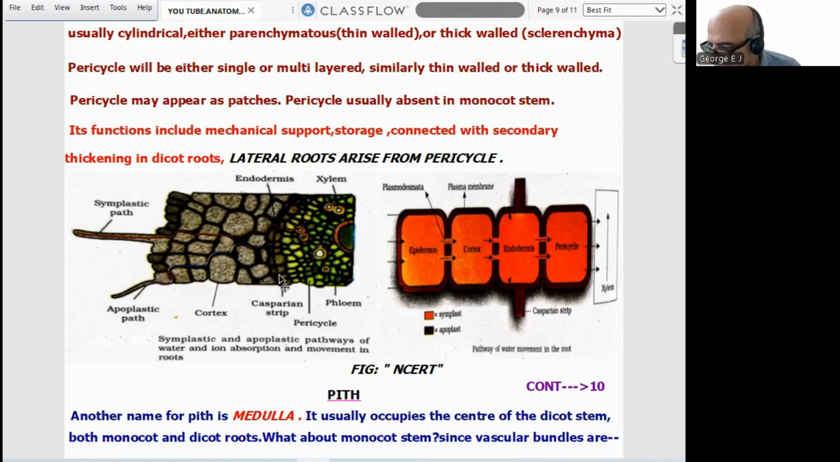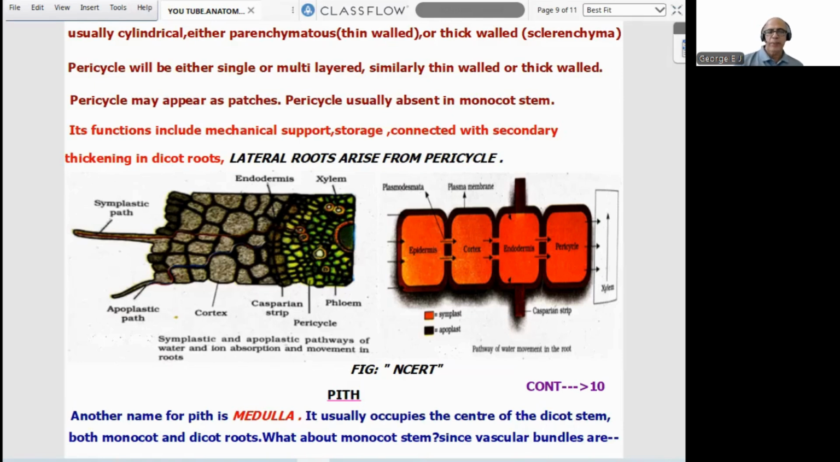Now, these are again NCERT diagrams where we can find the endodermis. There you can find a line, and this line is called the Casparian strips. This diagram shows apoplast and symplast movement, but it is not in the syllabus. This is the endodermal band. Two beautiful diagrams, but presently they are not in NCERT.